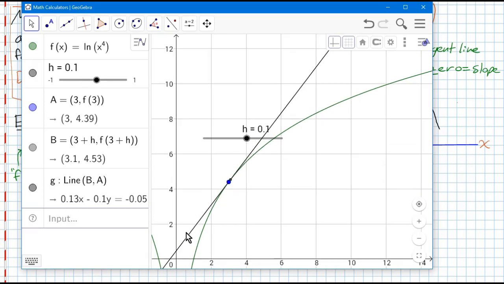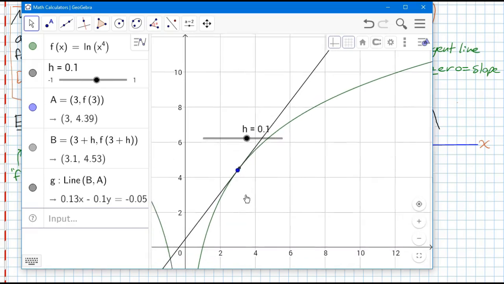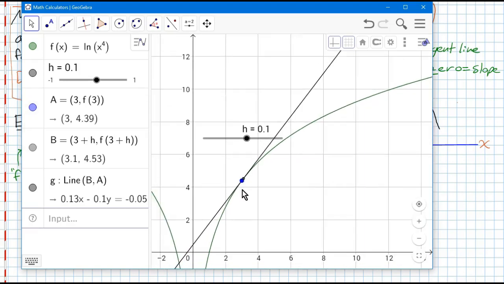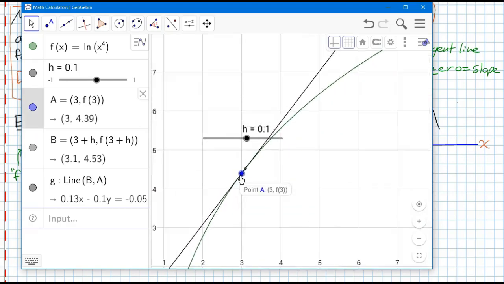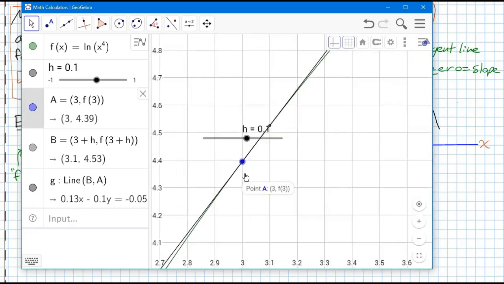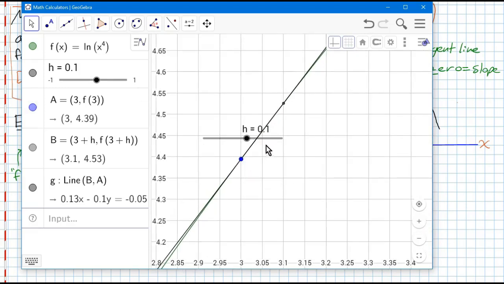Now, you could use this line, but you probably don't know how to set up that secant line. Or what you could do is just zoom in a whole bunch closer and closer to this point. And you can tell that here's 3. If h is 0.1, then the other point on the secant line is over here. And the closer you zoom in, the more the original function and the secant line look just like each other.